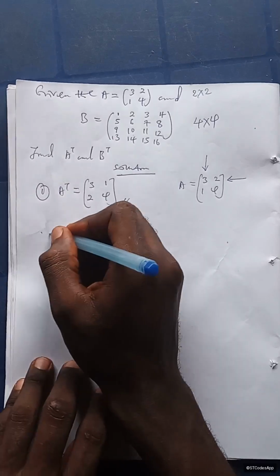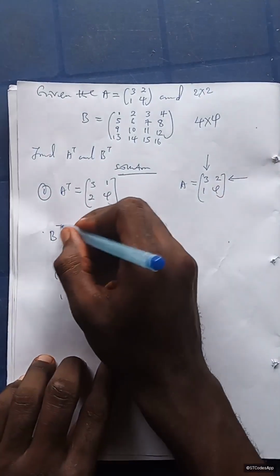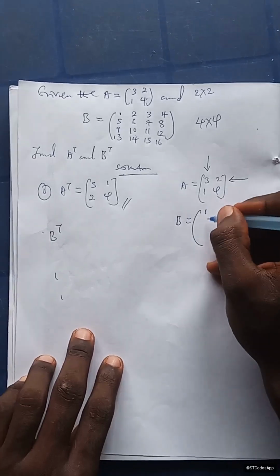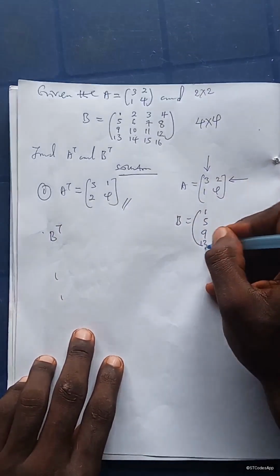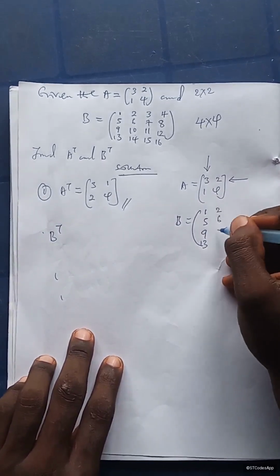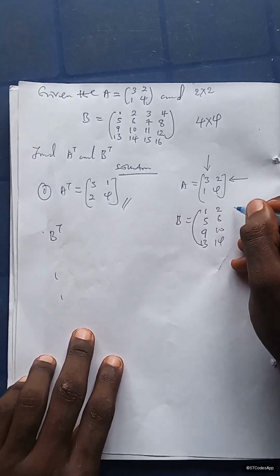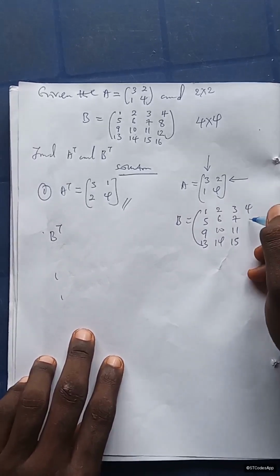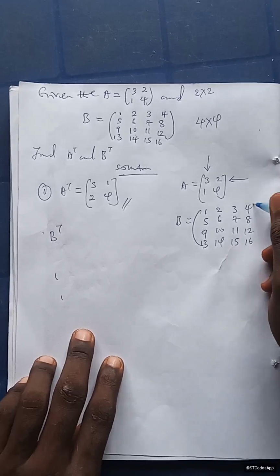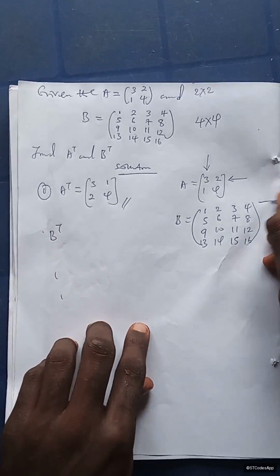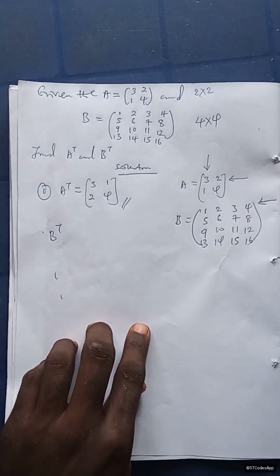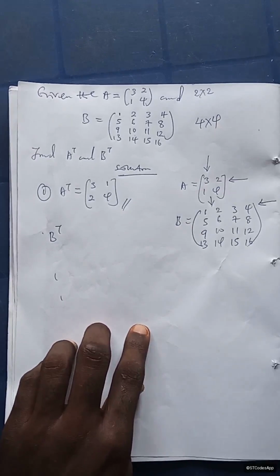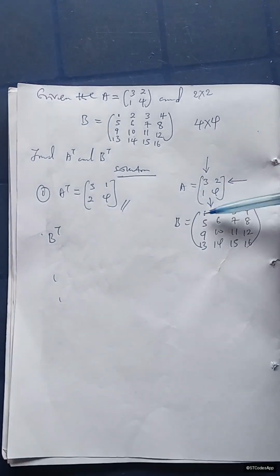The B aspect, where we are given the matrix B as this. The matrix B, we have it as this: 1, 5, 9, 13. Here we have 2, 6, 10, 14. And here we have 3, 7, 11, and 15. Then lastly, 4, 8, 12, and 16. So we can see this arrow indicating the direction of our rows, while this is the arrow indicating the direction for our columns.